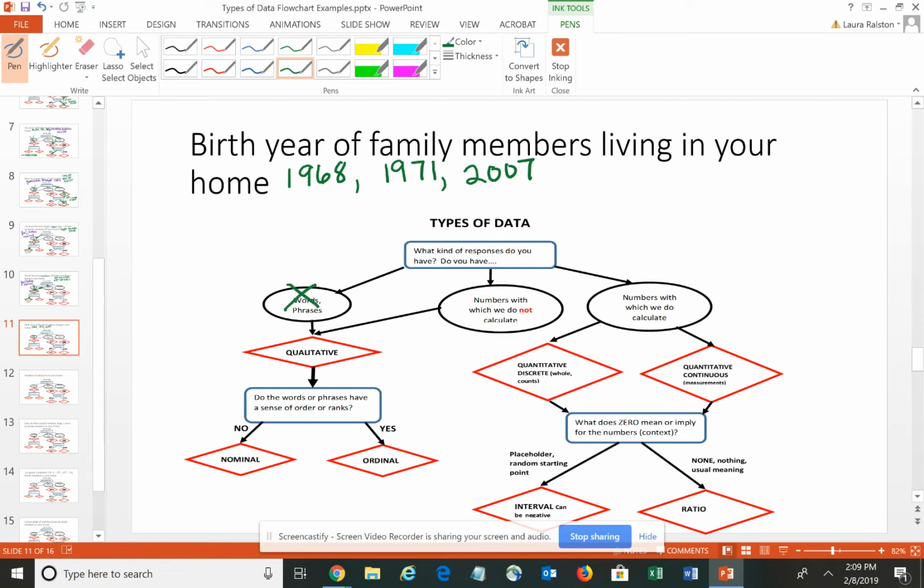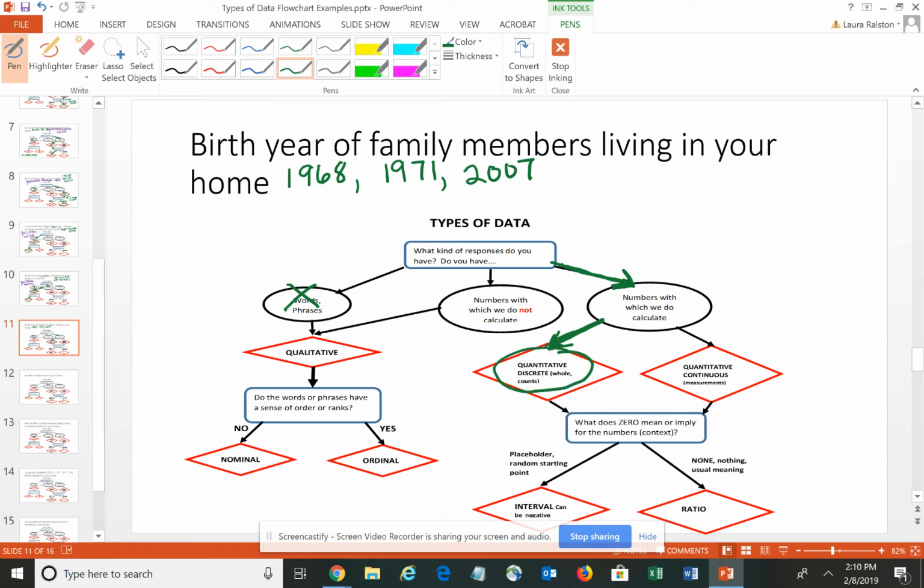So I have numbers. And could we calculate with those? Could we say one person is 3 years older than another, or one is born 20 years after or 30 years after? And we can. So we can actually perform calculations with these. Okay. And notice they're whole units. We don't say I was born in 1968.8, okay, or 1971.3. Okay, it's a whole number, so it's discrete.